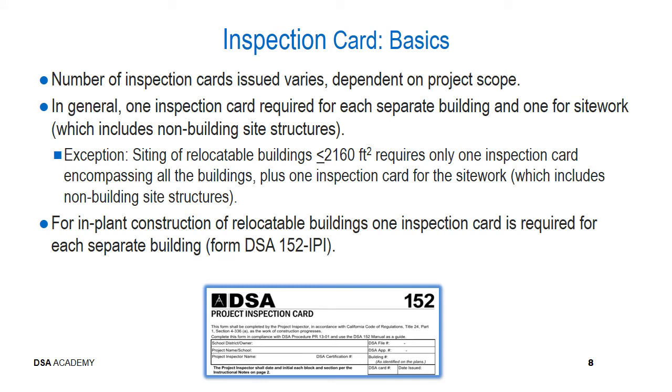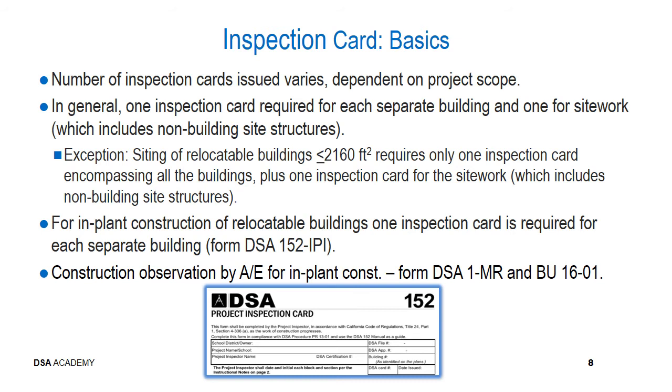However, if there is any in-plant construction of relocatable buildings, then one inspection card will be required for each separate building, but that would be for the in-plant inspection card. That's the DSA 152 IPI. Construction observation will still be provided by the design professional for the in-plant construction, and that would be as determined by the information provided in Form DSA 1MR, and further information related to that is covered in Bulletin BU 1601.